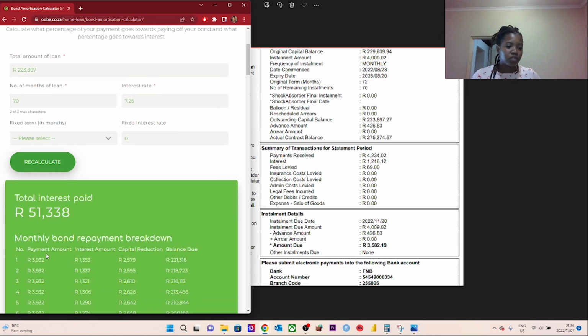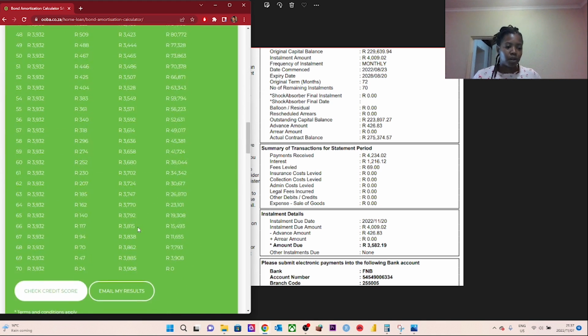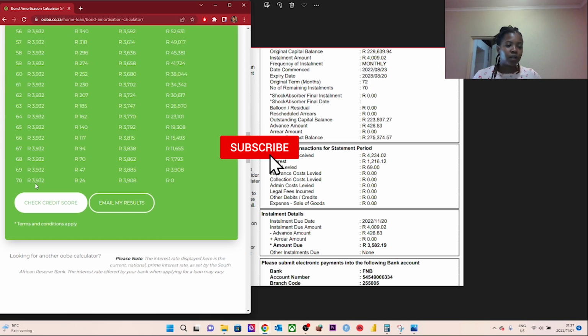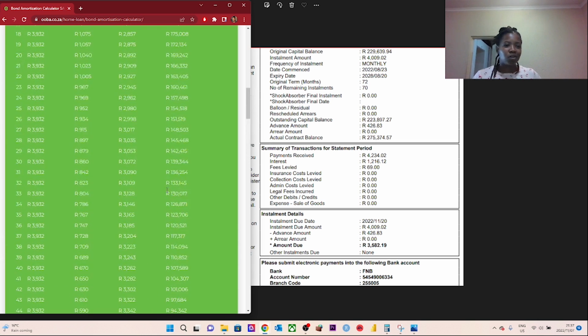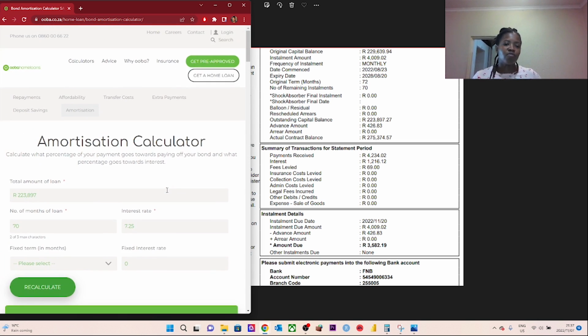Okay, so what you'll see is that my car repayment ought to be 3,932, where the interest portion is 1.3, the capital reduction is 2.6, and my balance due amortizes like that up until I'm done with my car, month 70 from now, at 3.9, where 24 rand goes towards the interest, 3.9 goes towards the capital, and I get the car log. And the car is mine, it's no longer financed.